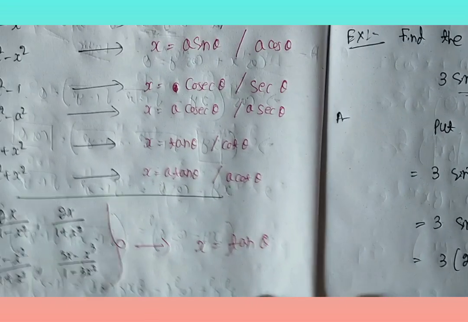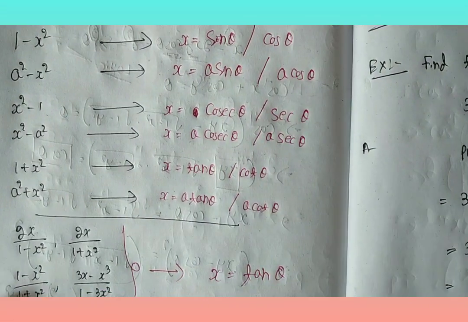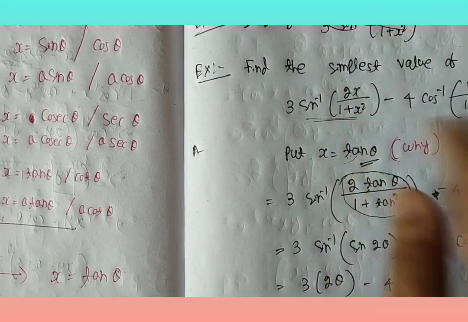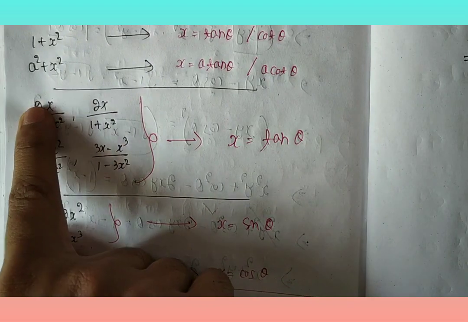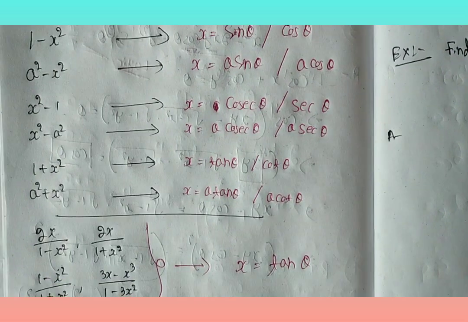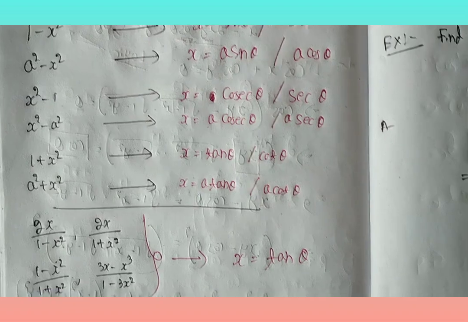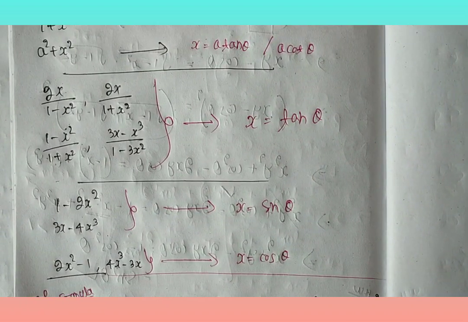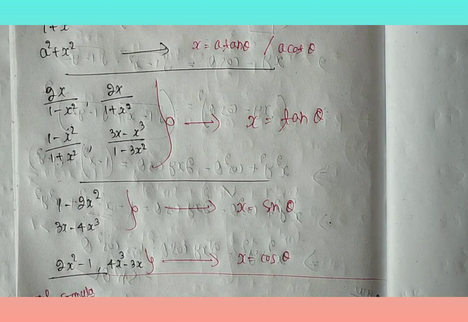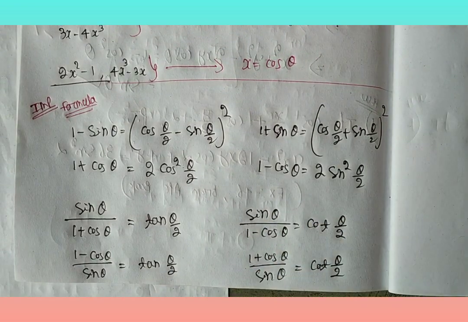This is the chart. We have to remember, if the term is 1 minus x square, we have to put x equal to sin theta or cos theta. And here, 2x by 1 plus x square, this is the second page. 2x by 1 plus x square, we have to put x equal to tan theta. We have to remember all these formulas, and also these formulas. You can pause here and write all the formulas. These are the important trigonometry formulas we will use in this chapter.